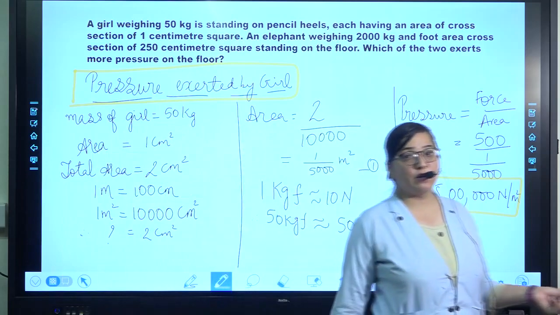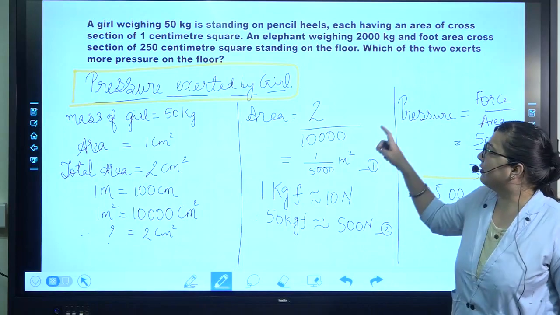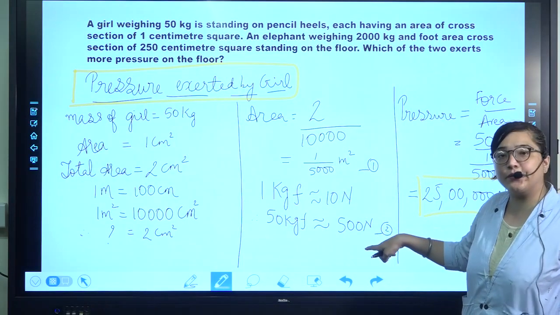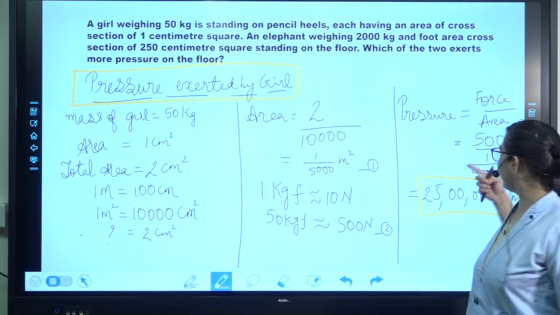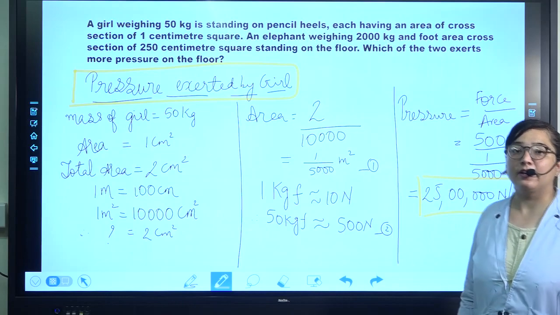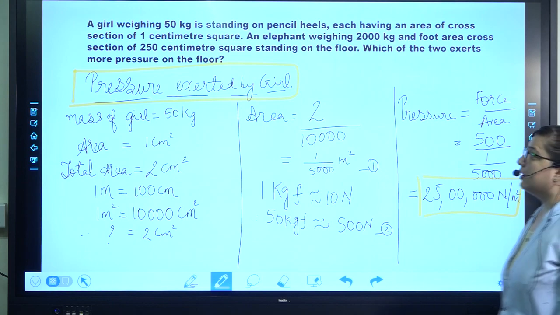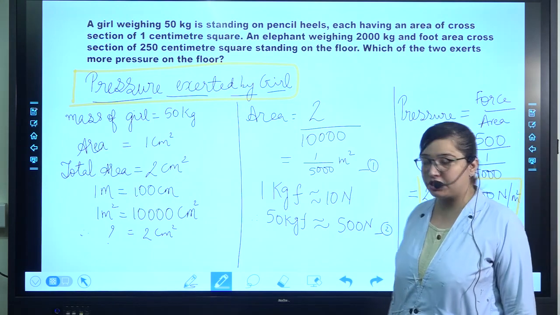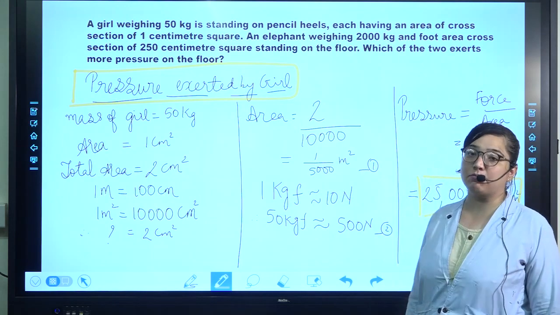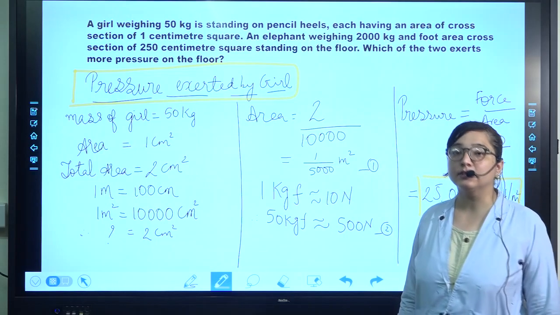What is pressure now equal to? Force upon area. Force is 500 Newton. Area is 1 upon 5000. This will go up. 5 fives are 25. And total how many zeros are there? Total you can see 5 zeros. So, the pressure exerted by the girl comes to 25 lakh. Clear?